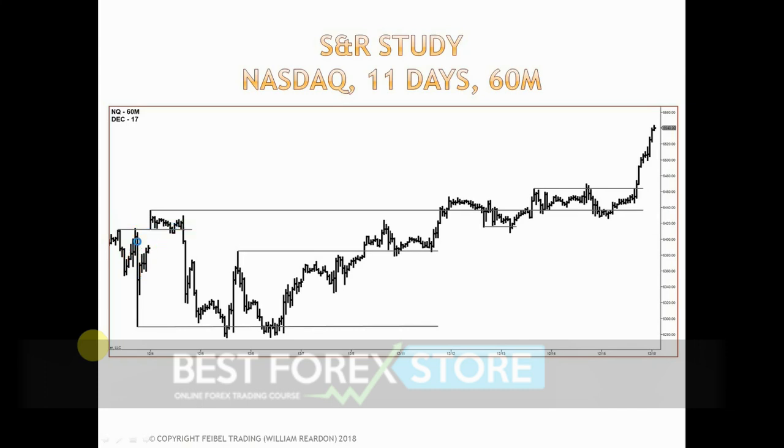Price slams down, bounces up. This is where the close is, so we know there's buying. And as we rally up, or from the close to be fair, this level of support will be drawn. So we rally up and we gap over resistance.